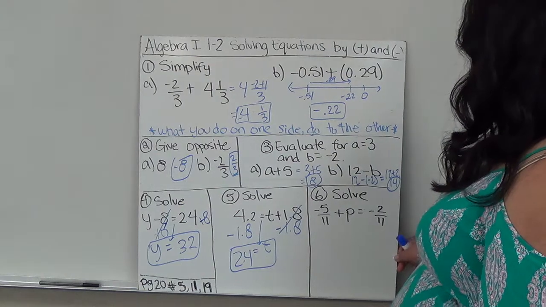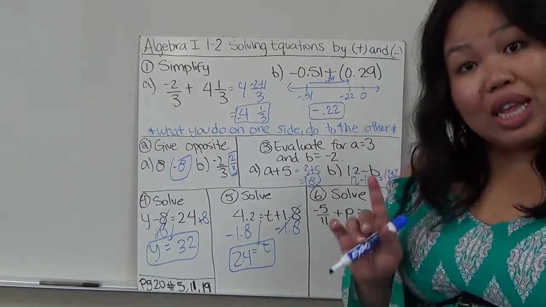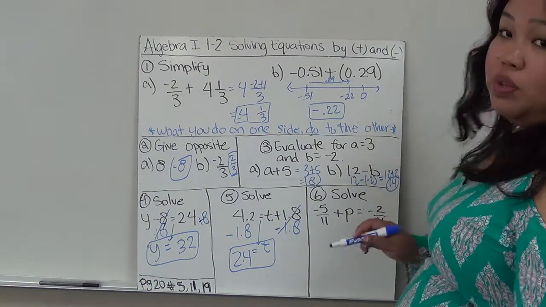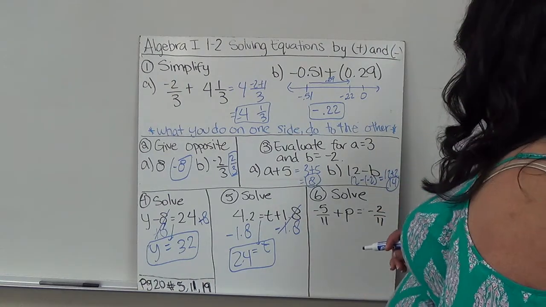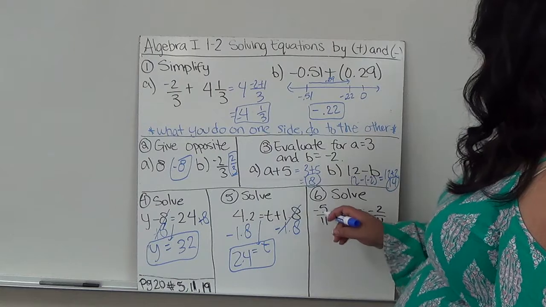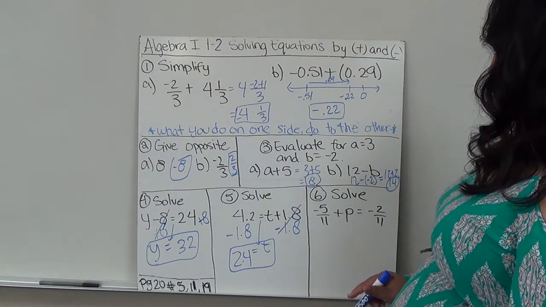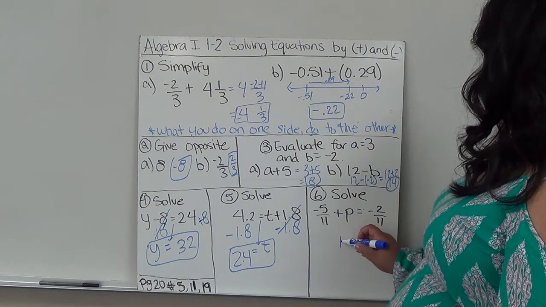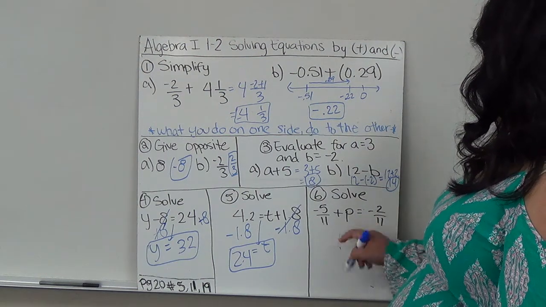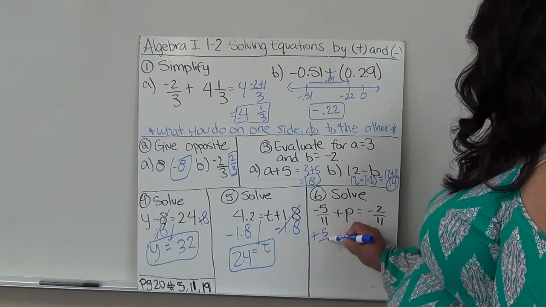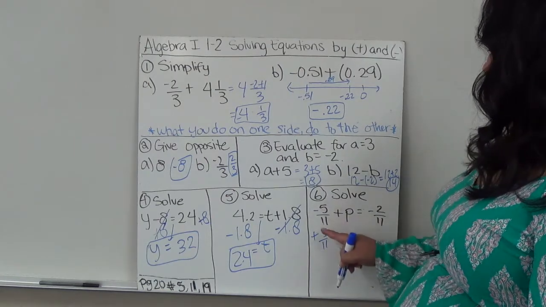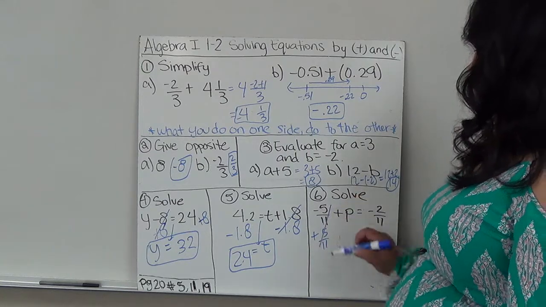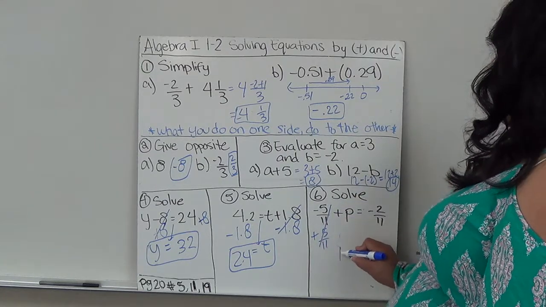All right, the last one is fractions, but luckily these fractions have the same denominator, so we don't have to worry about finding a common denominator. I have a negative 5 over 11, so in order to get rid of it, p stays the same. Sorry. I'm going to add 5 over 11, right? Because I do the opposite. So the opposite of negative 5 over 11 is positive 5 over 11. This cancels out, leaving me with just a positive p.